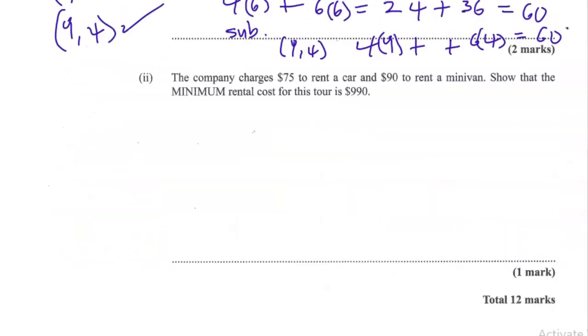Alright, next question. The company charges $75 to rent a car and $90 to rent a minivan. Show that the minimum rental cost for this tour is $990. So rental costs.